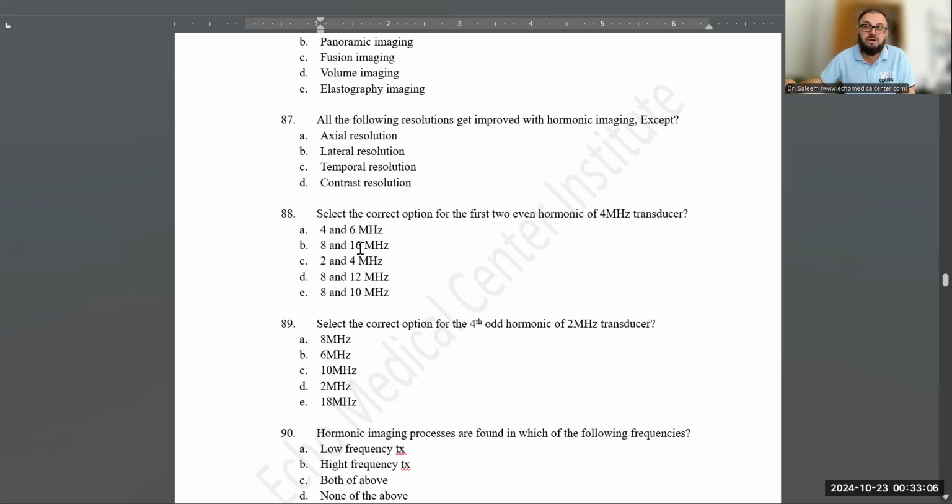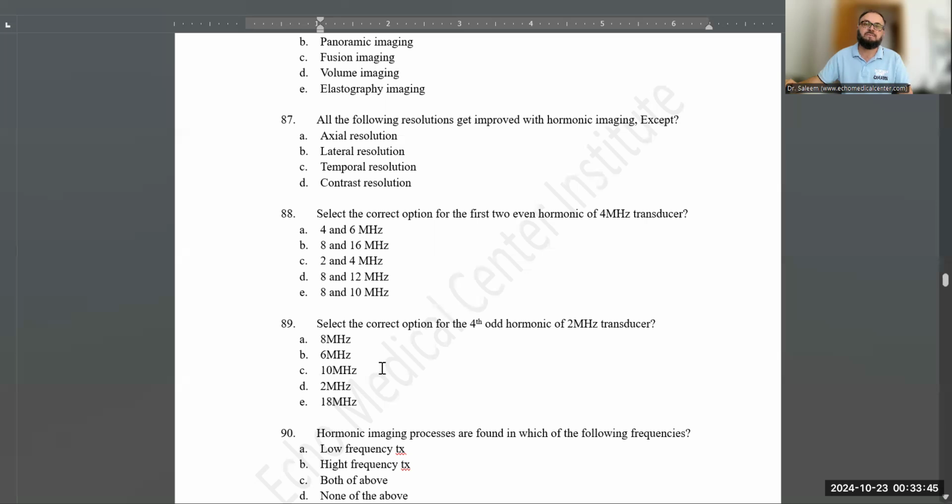8 and 16. How? Because we have a formula. It starts from 1, 2, 3, 4, 5. So 1 is never a harmonic, because if you multiply anything by 1, it will be the same number. So it's not a harmonic. Harmonics start from number 2. So 2 is even, 3 is odd, 4 is even, 5 is odd, 6 is even, correct? So in this case, the first even number is 2, and the second even number is 4. Now, 2 times 4 becomes 8, and 4 times 4 becomes 16. So that is the correct answer, B.